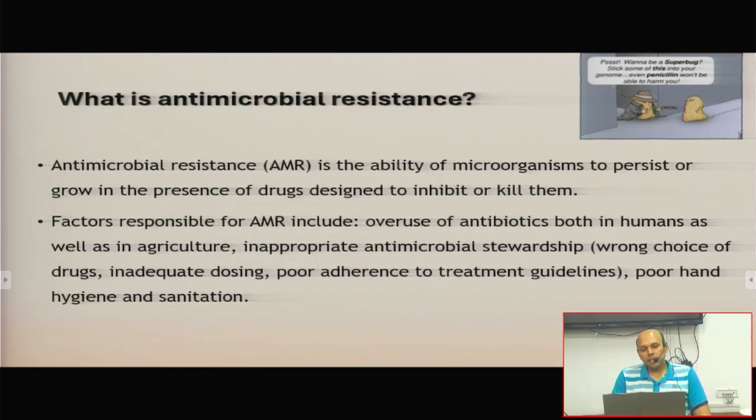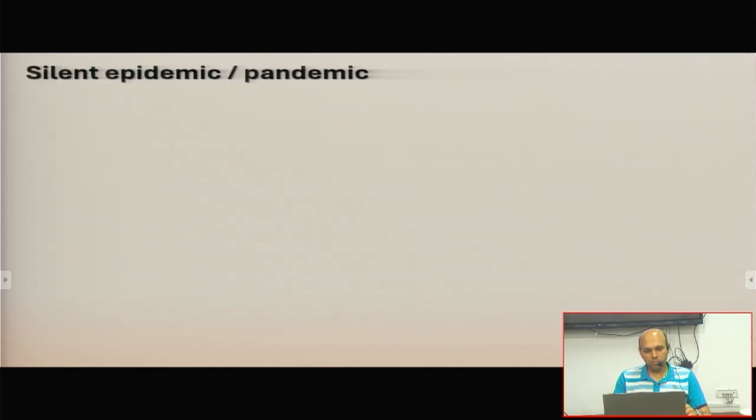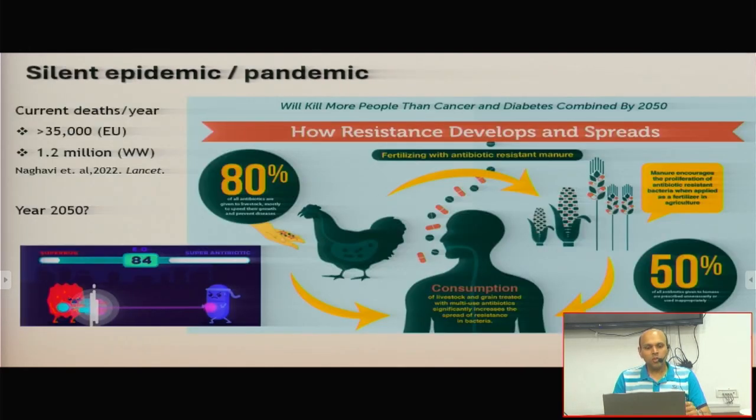So it can, and as I said to you earlier, it can happen in humans as well as in the agricultural setting, in the environmental setting as well. And then, of course, we know hand hygiene, sanitation, clean water, air, all these are also very important because they play an important role in our ecosystem. So we all know that AMR is a kind of a silent epidemic or a silent pandemic.